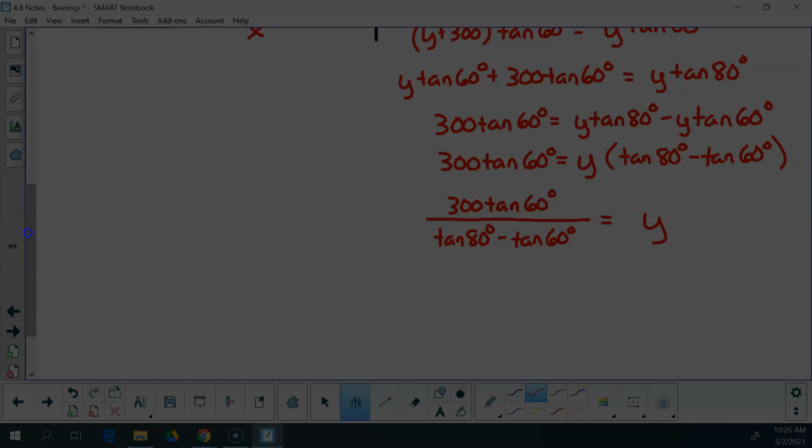300 tangent of 60 divided by the tangent of 80, make sure you're closing parentheses, minus the tangent of 60. And I get 131.9078. Yes?